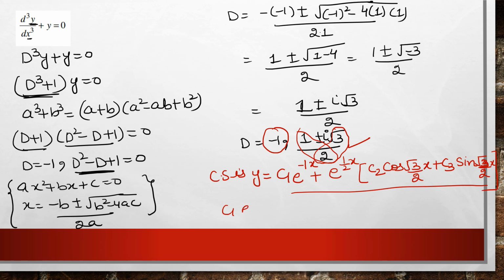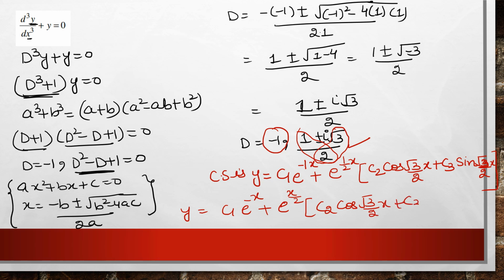So c1 e power minus x plus e power x by 2, c2 cos under root 3 by 2 x plus c3 sine under root 3 by 2 x. This is the final solution.